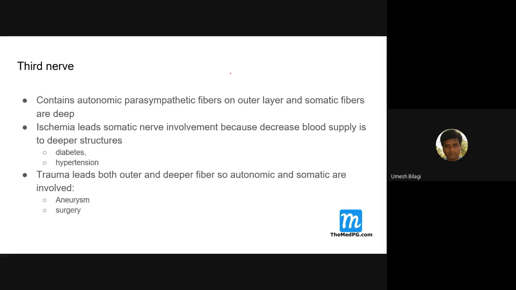See, this is the cross section of the third nerve. It has fibers here. Peripherally these fibers are autonomic, centrally somatic. The blood supply comes from the vasa vasorum for the nerve. They come like this. This is a cross section. If these blood vessels are occluded or there is ischemia, the deepest part will suffer the most.